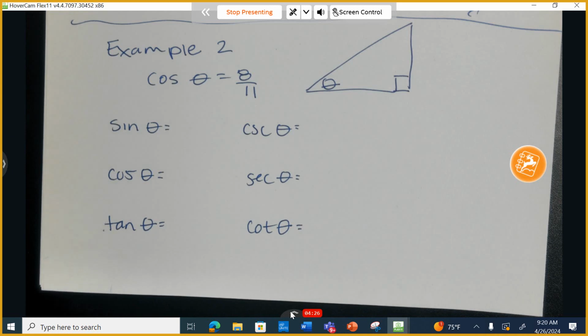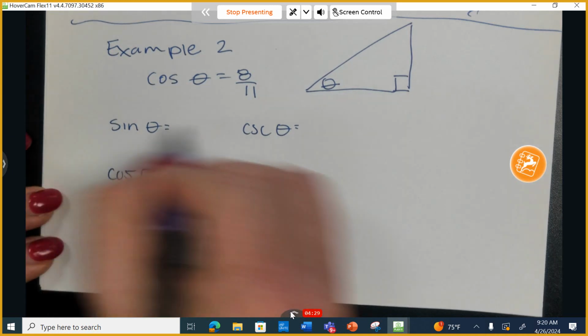Example number 2 is very similar, but instead of starting with sine, we're starting with cosine. Well, let's do this first.